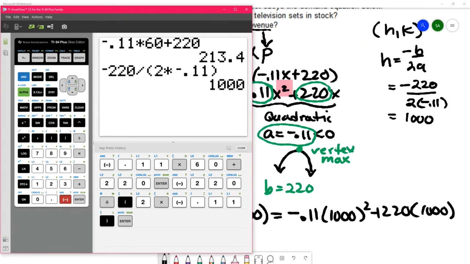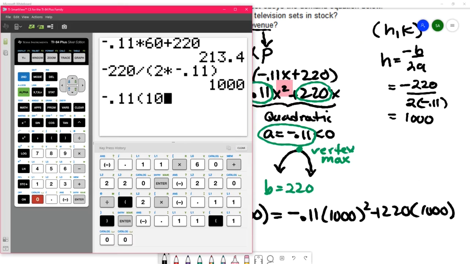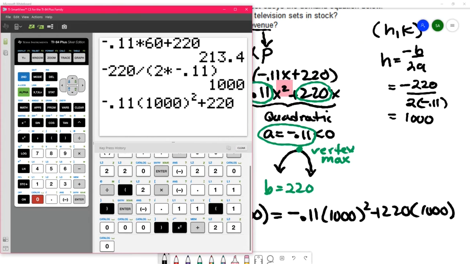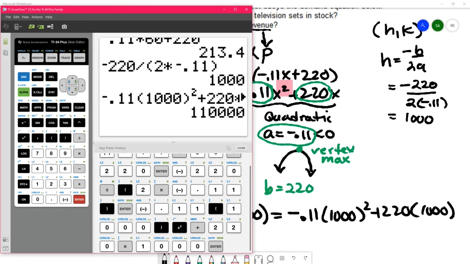So we have negative 0.11 times 1,000 squared plus 220 times 1,000. So we get the maximum revenue to be $110,000.